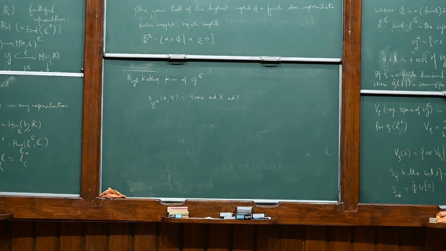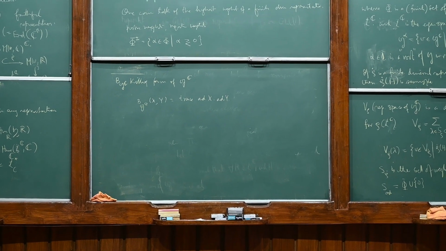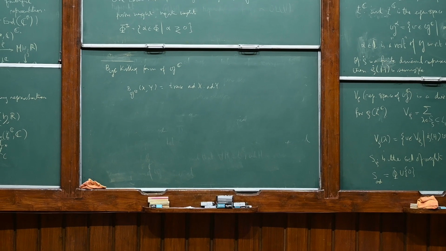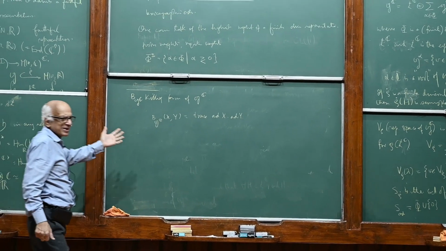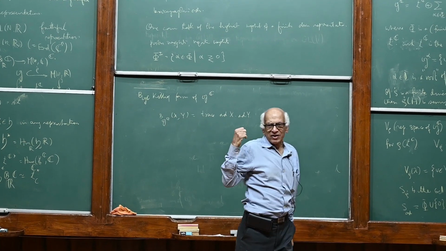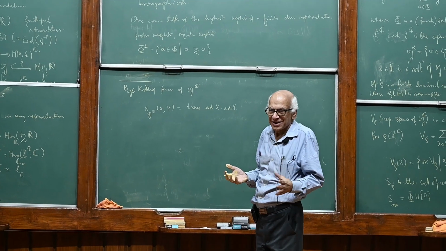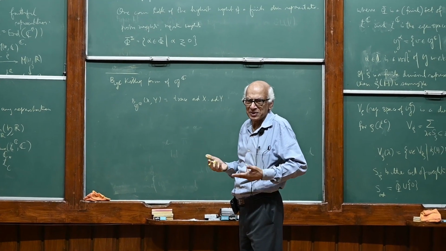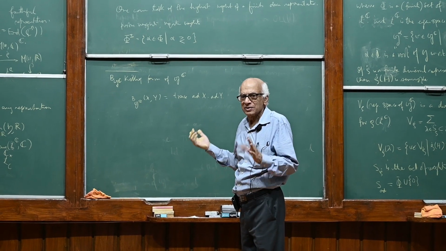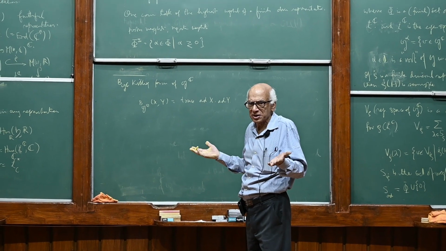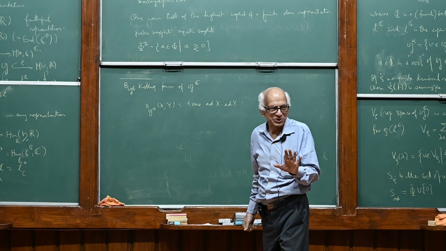Killing was a German mathematician. It's unfortunate that the name means something in English. When I first came across the name, of course, I was amused that there's a name like that. Once it was clear that it was German, it made no sense.